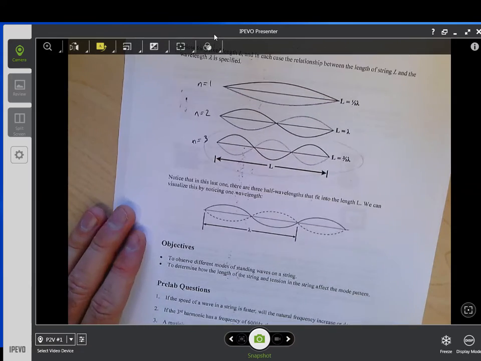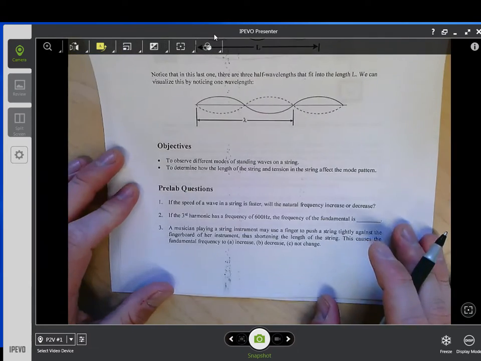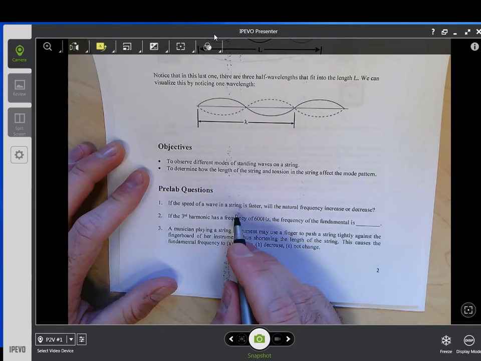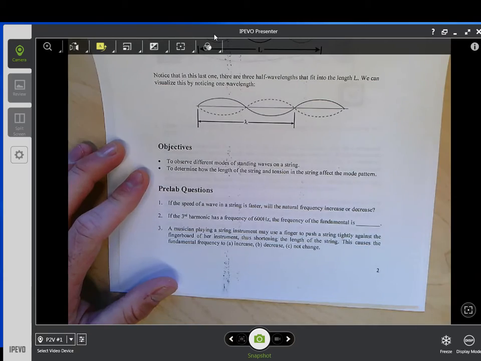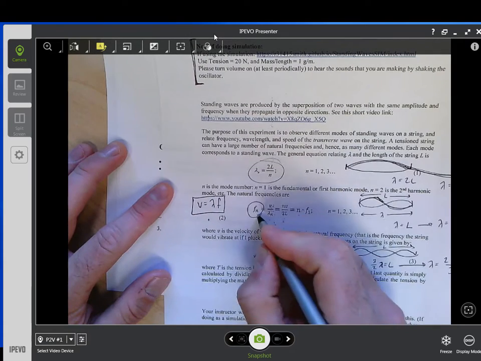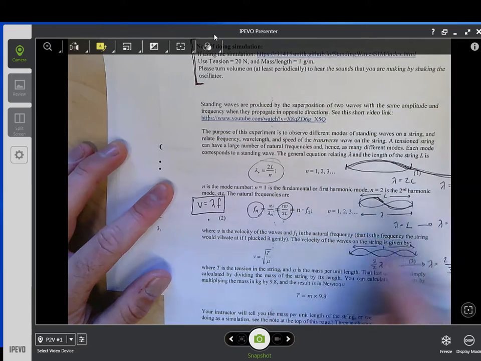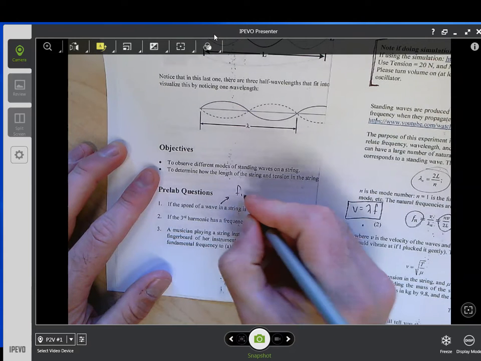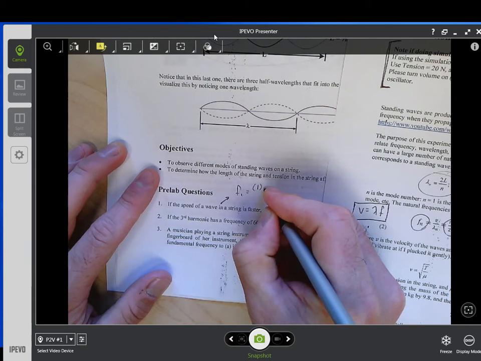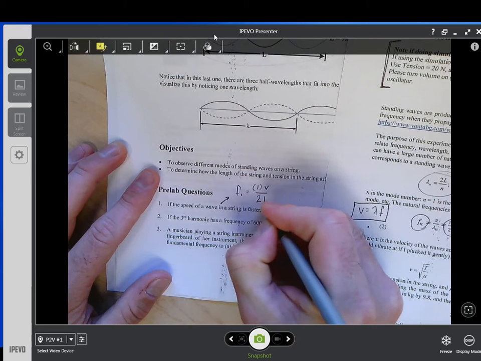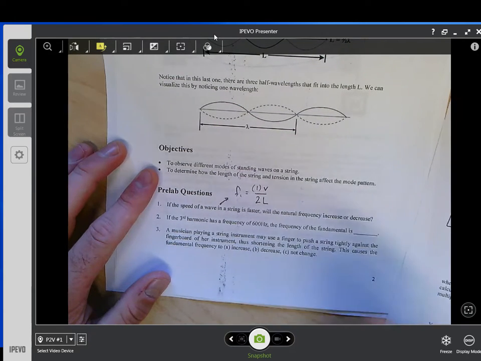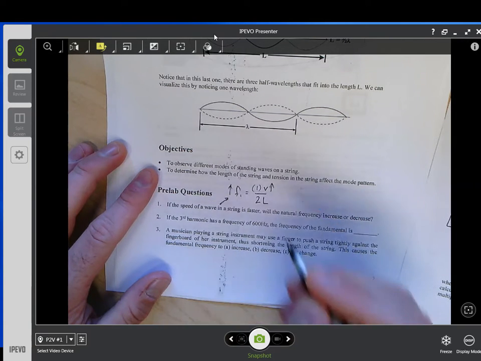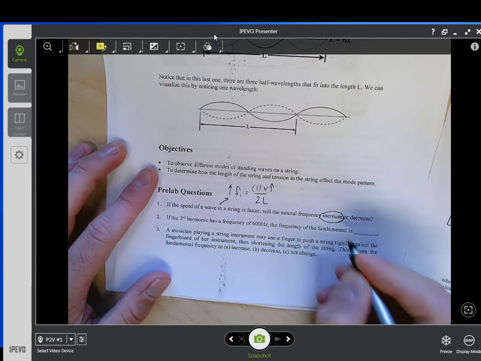And we did solve the pre-lab questions in class, but let's go ahead and also do these here. So the speed of the wave on the string is faster. Will the natural frequency increase or decrease? Well, going back to equation number 2 here, I can see that the frequency is proportional to the speed. And I'm going to rewrite that here. So for this one, F1, the fundamental frequency, is equal to 1, that's n equals 1, times V over 2L. So in other words, if the speed gets faster and the length stays the same, if this goes up, this will also go up. So I will say that the natural frequency will increase.